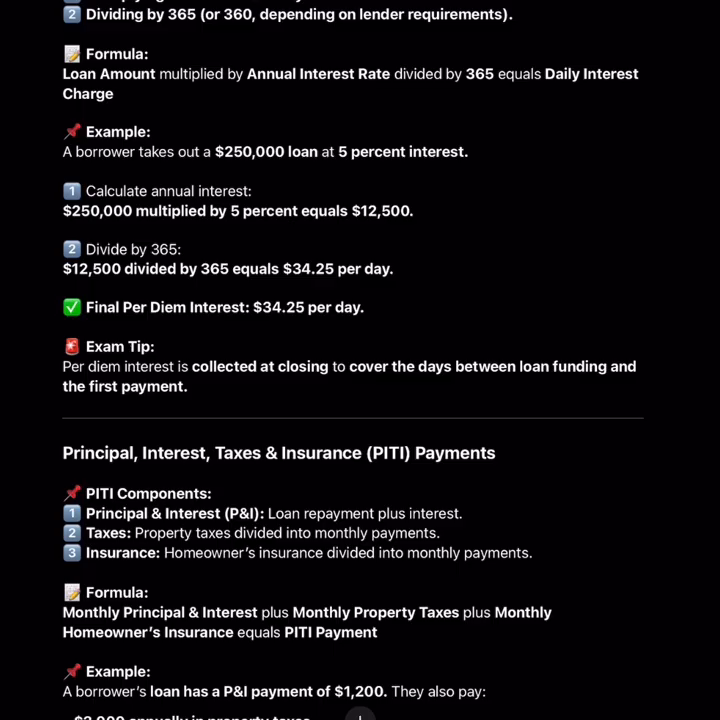Example: a borrower takes out a $250,000 loan at 5% interest. 1. Calculate annual interest. $250,000 multiplied by 5% equals $12,500. 2. Divide by 365. $12,500 divided by 365 equals $34.25 per day. Final per diem interest, $34.25 per day. Exam tip: per diem interest is collected at closing to cover the days between loan funding and the first payment.